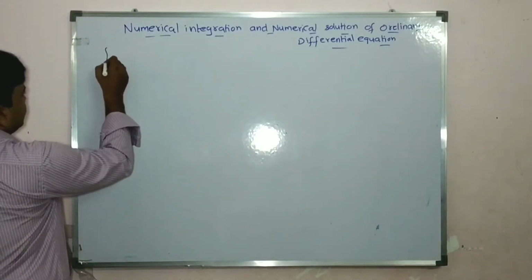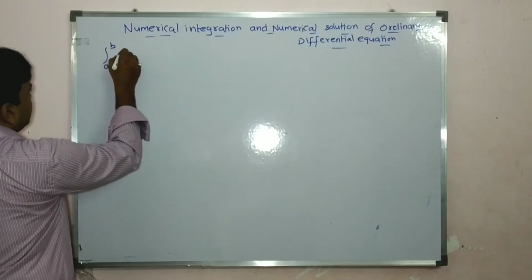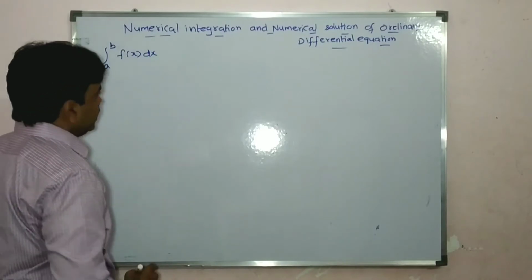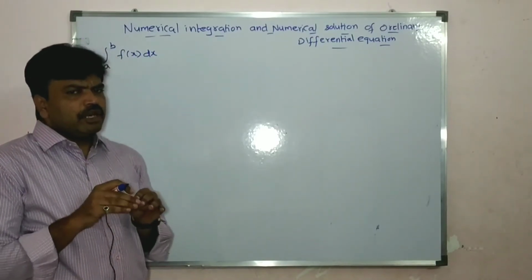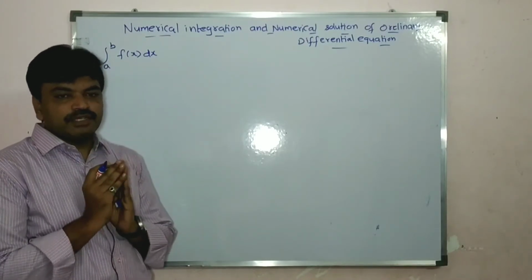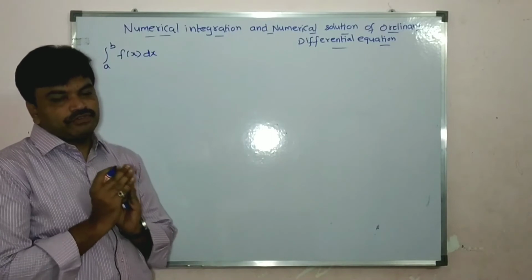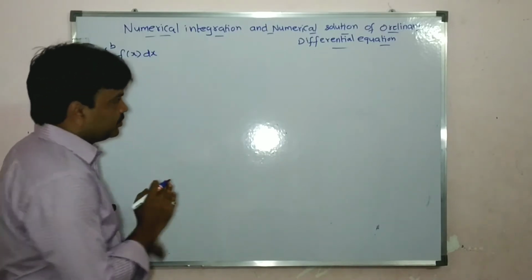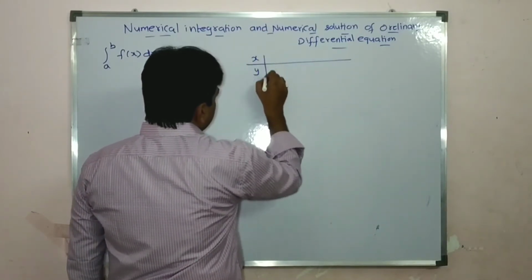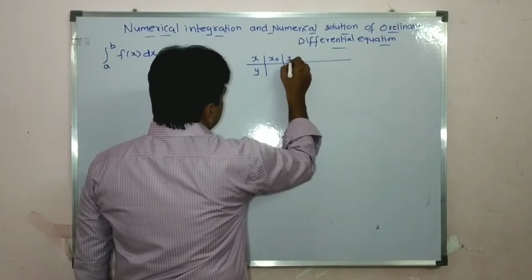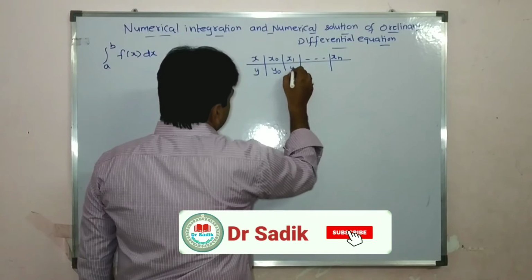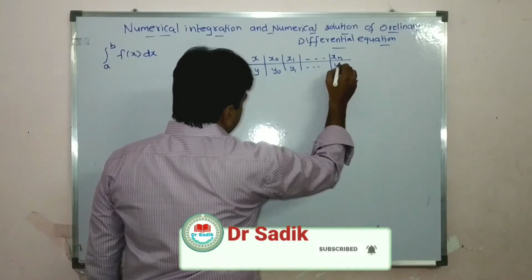What is the definite integration form? Integral a to b f of x dx. Here we are applying a numerical technique, so we need table values, students. We already know the table, x and y. This is x0, x1 and so on, xn. This is y0, y1 and so on, yn.